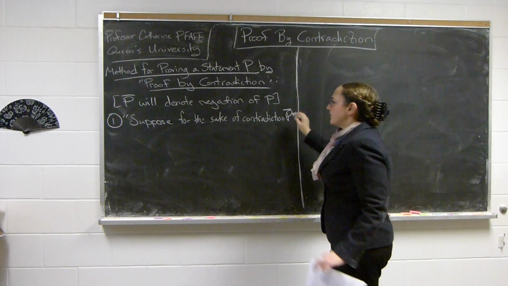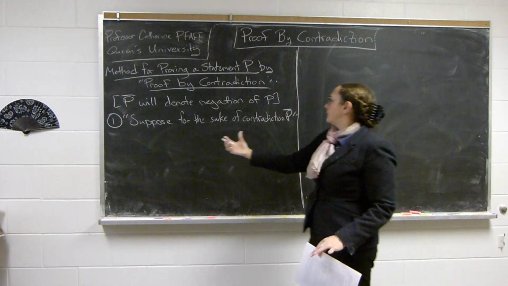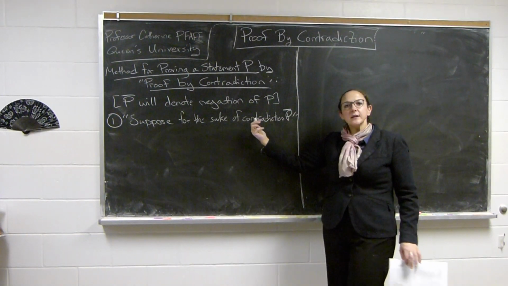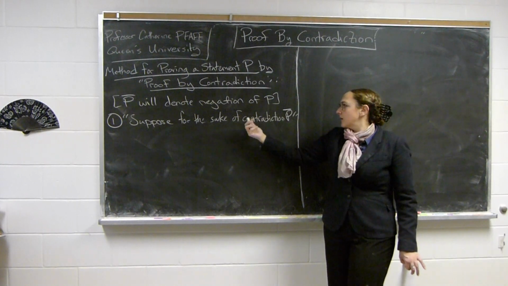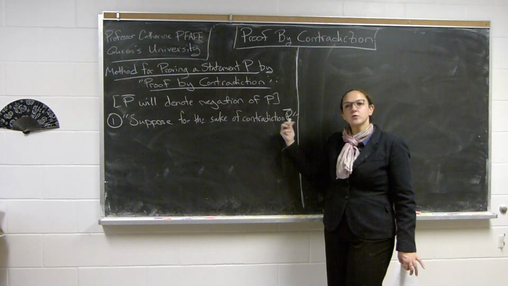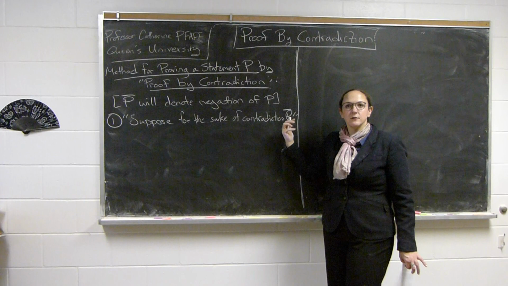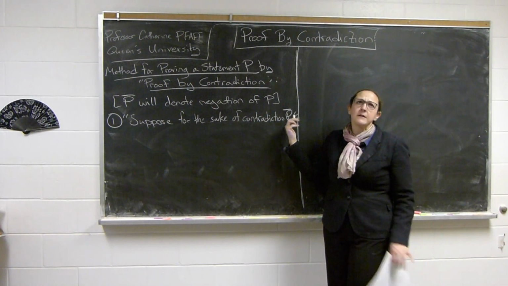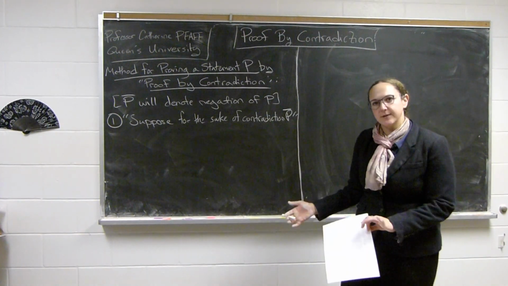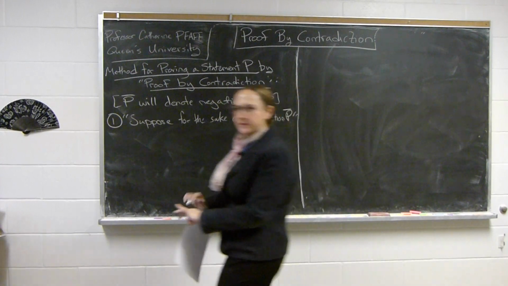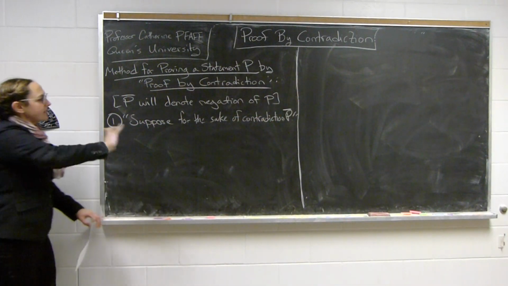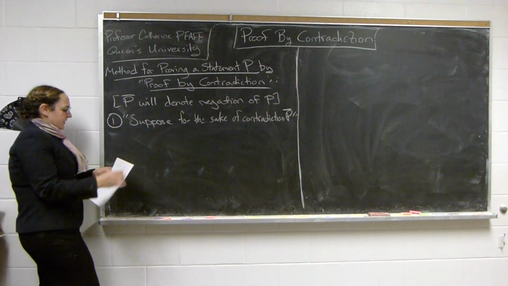So there's a lot that you've put into that sentence. You've told us what kind of proof you're doing: it's for the sake of contradiction, so this is a proof by contradiction. You've also told us what you're supposing, and made it clear that this is something you're only supposing for the sake of contradiction and don't believe to be true. So it's a very clear way to start one of these proofs.